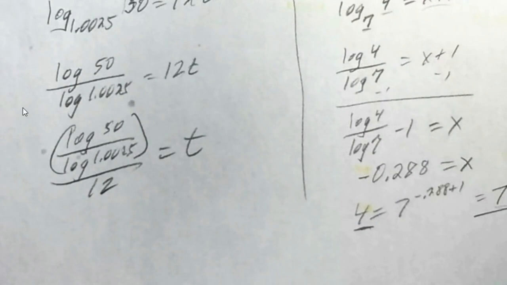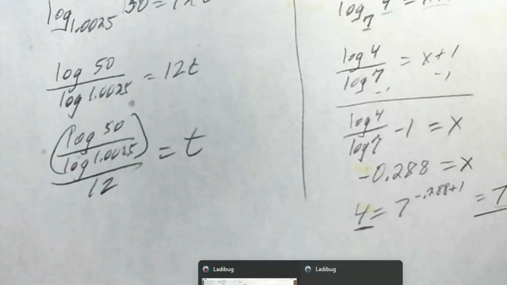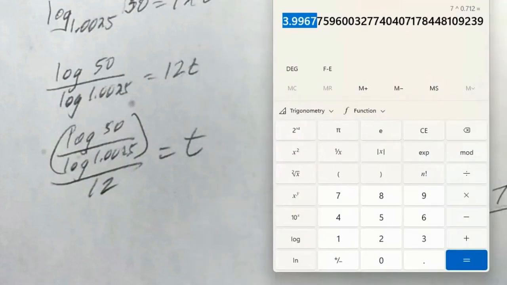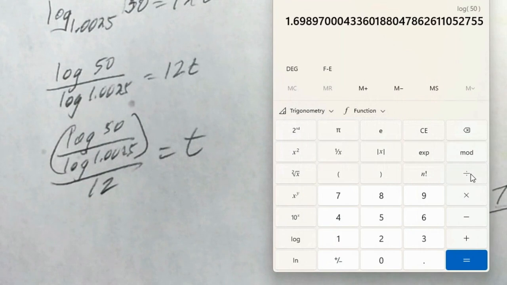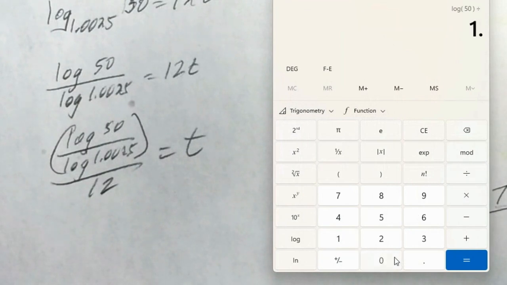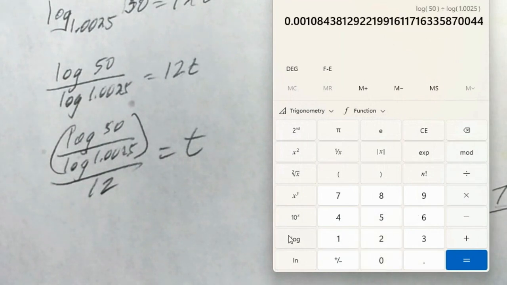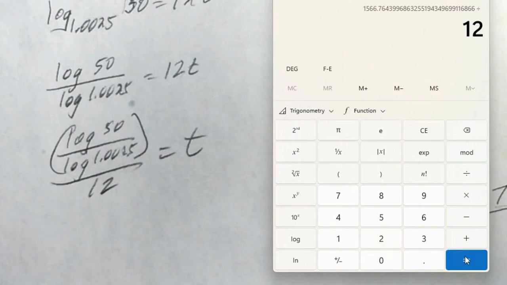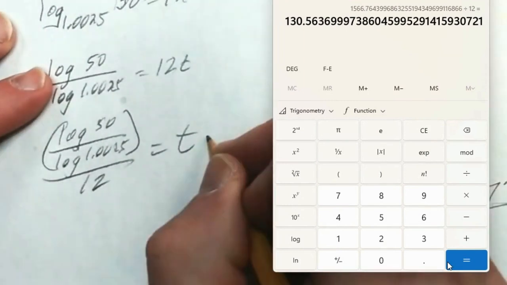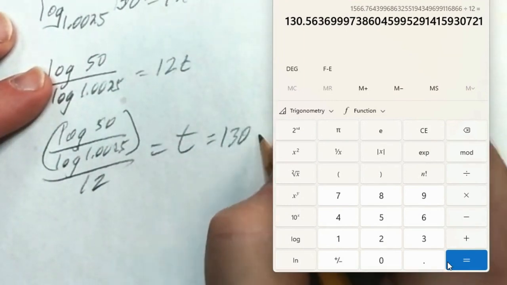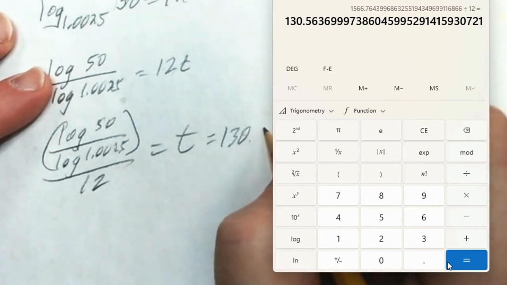I really hope we get this money by our 18th birthday so we can buy that car, right? Because we did this at our 16th birthday. So let's see what that's going to equal. Log 50 divided by log 1.0025, divided by 12. We'll have $2,500 in just 130 years. 0.56.